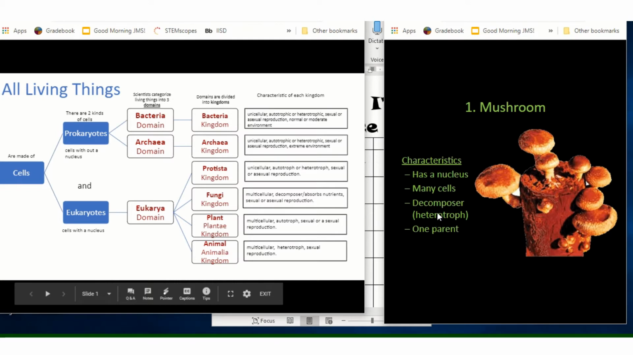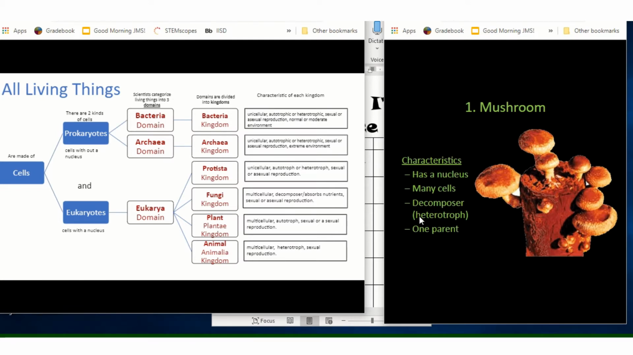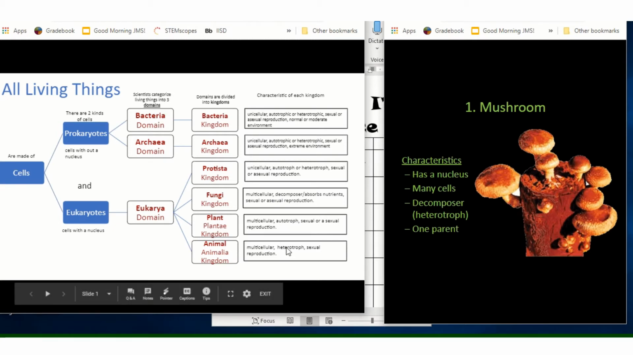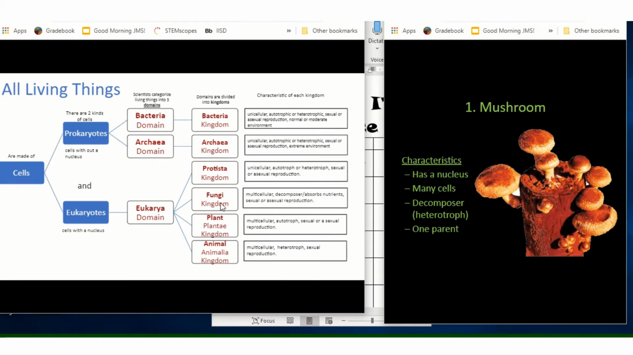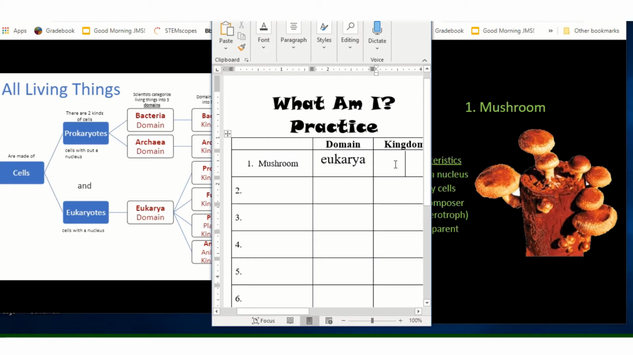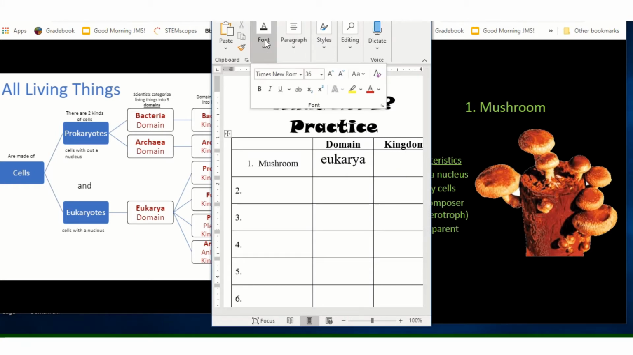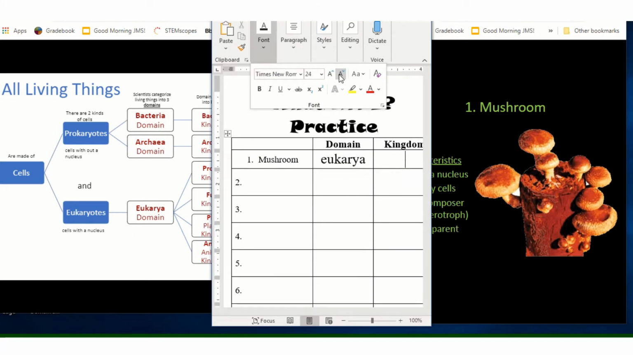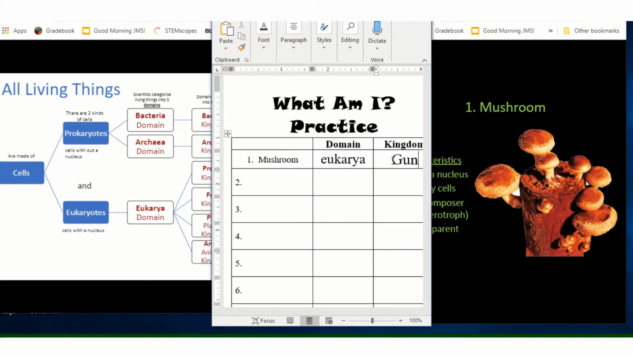So we look at the next thing on the list. It says decomposer and heterotroph. So we look at our three kingdoms. Fungi says decomposer right here. This says autotroph and this says heterotroph. So the only one that says decomposer is right here, the fungi kingdom. So in this blank, we're going to write the fungi kingdom. And that's how you do it.